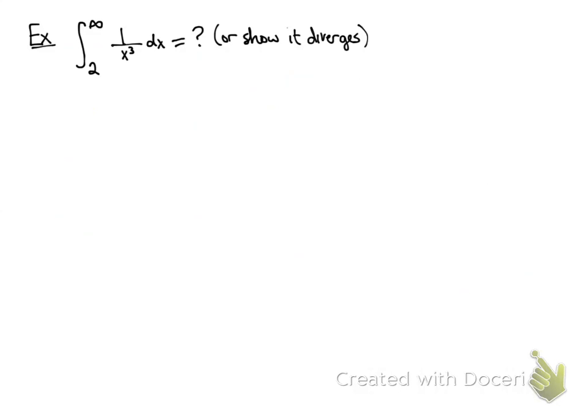and its value is whatever number we got. Okay, so here's an example. The integral from 2 to infinity of the function 1 over x cubed. And we want to know either what that value is, or we want to show that the integral diverges. So here's a picture. The function 1 over x cubed looks roughly like this. This is a very rough drawing, but we start at x equals 2, and we want all the area to the right of that.